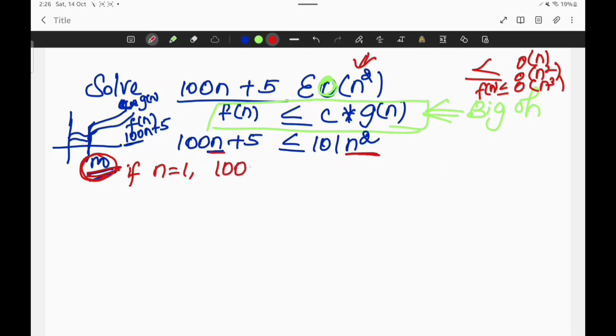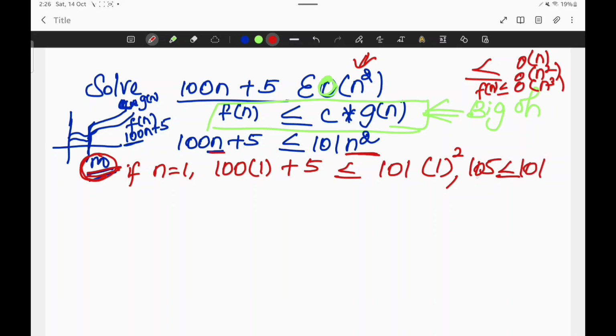So at one particular point it is going to be greater. We shall start from n equal to 1. Wherever the n appears we apply it as 1 and find out whether the condition is true or false. So we are getting 105 less than or equal to 101. So this condition is false. When the condition becomes false we need to apply the next value. So if n is equal to 2, what will be the value? Likewise we need to find the value one by one until the condition becomes true.